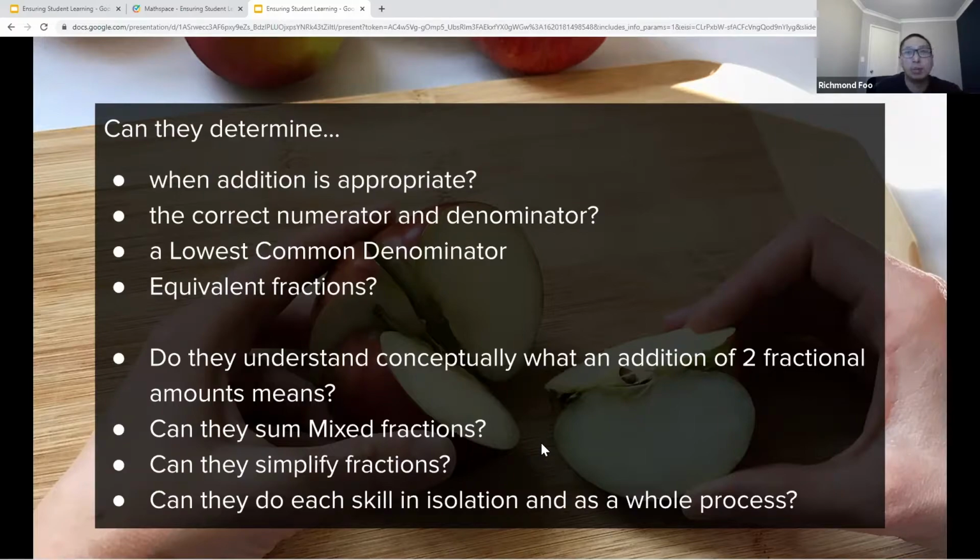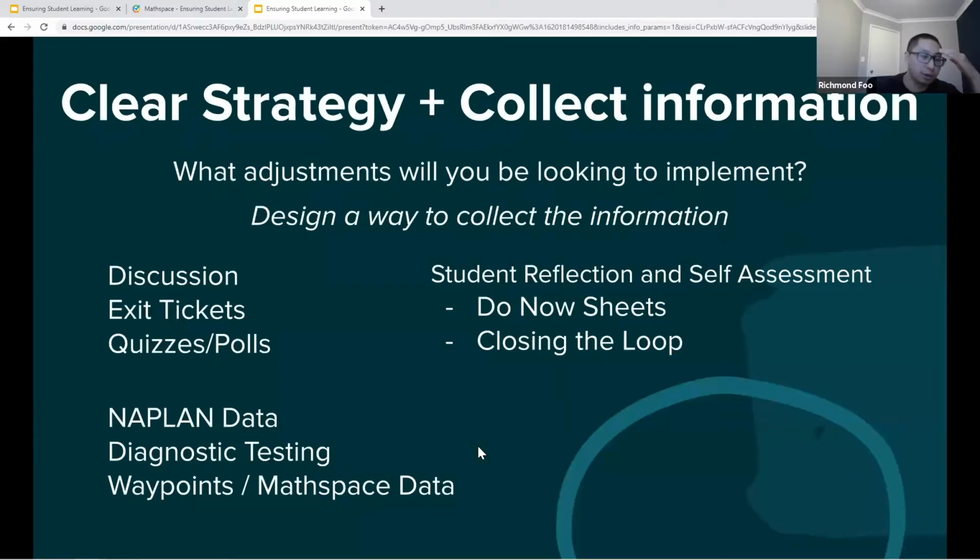So, can they deal with mixed fractions? Conceptually, do fractions make sense to them outside of just being numbers? And can they simplify, and all these other things that may come as extra expectations. So knowing that these are our criteria that we want our kids to hit, we've got to think, well, if I want to assess them on it, how do I do that? And what do I want it for? What is the adjustment strategy that I want to use? And then how do I collect that data? A lot of these suggestions that you see here are probably things that you've heard of before.